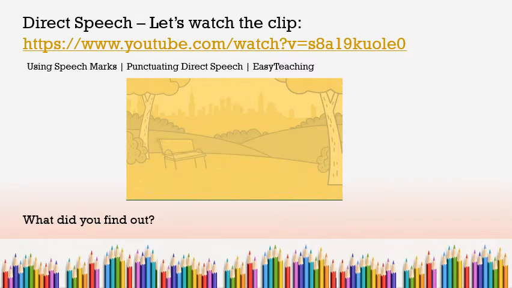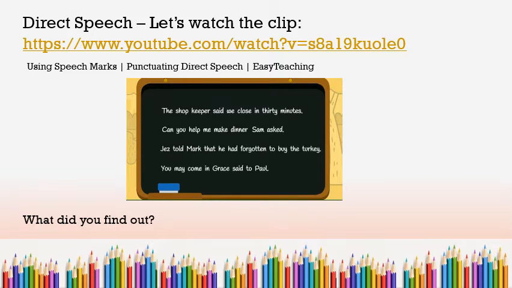Have a go at punctuating the following sentences. Be careful. One sentence has indirect speech, which means that it won't need speech marks. The sentences that do have direct speech will need speech marks and possibly some other punctuation. Pause here while you work.